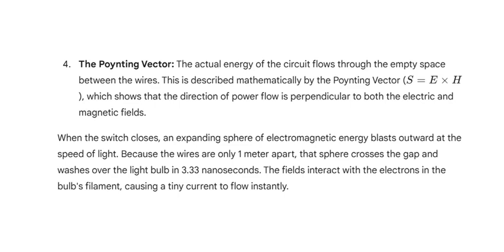The Poynting vector. The actual energy of the circuit flows through the empty space between the wires. This is described mathematically by the Poynting vector shown here, which shows that the direction of power flow is perpendicular to both the electric and magnetic fields. When the switch closes, an expanding sphere of electromagnetic energy blasts outward at the speed of light. Because the wires are only 1 meter apart, that sphere crosses the gap and washes over the light bulb in 3.33 nanoseconds. The fields interact with the electrons in the bulb's filament, causing a tiny current to flow instantly.